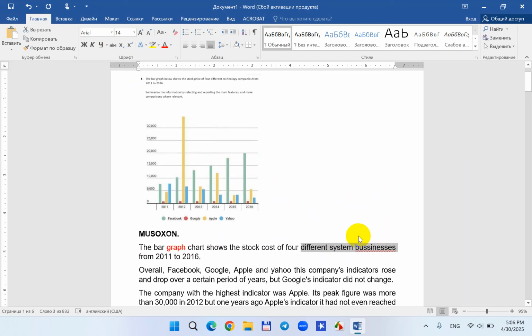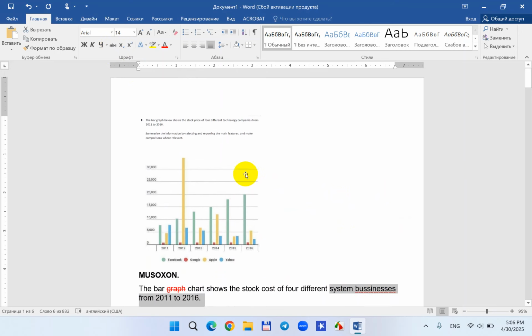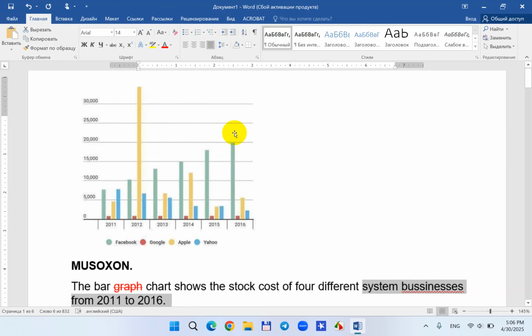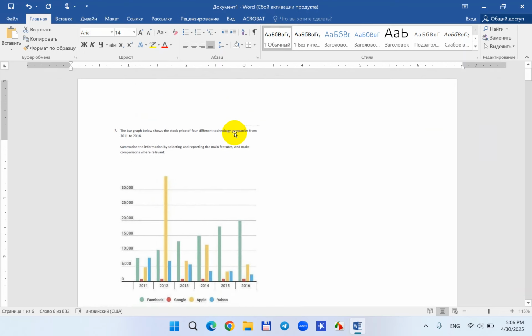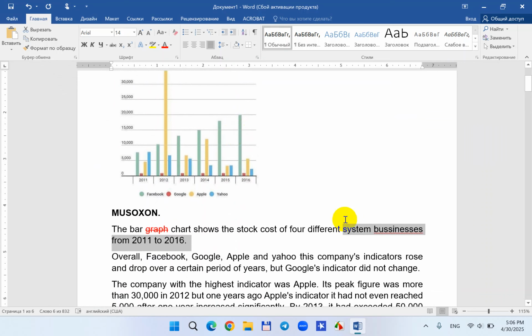Is it about business? I don't think it's about business. And they said different technology companies. Different technology companies. System and businesses would be incorrect. So it's better not to paraphrase this. You could just keep the word company. Instead of system businesses, you could keep the word company or companies.